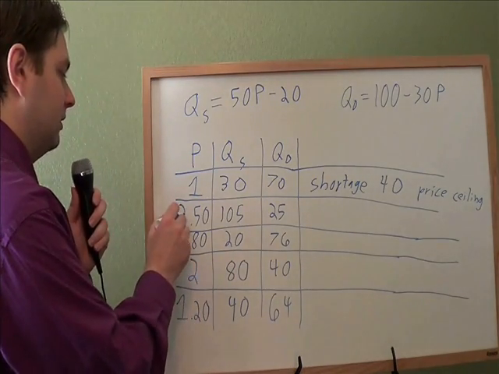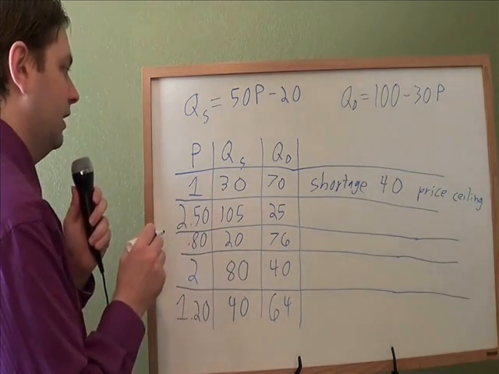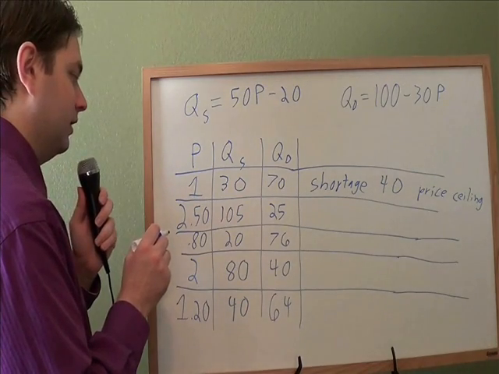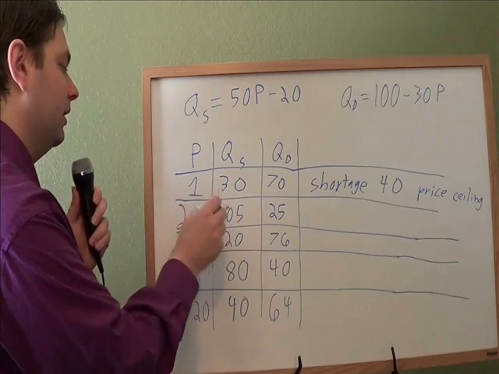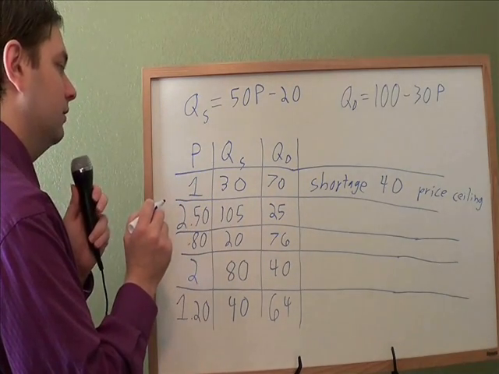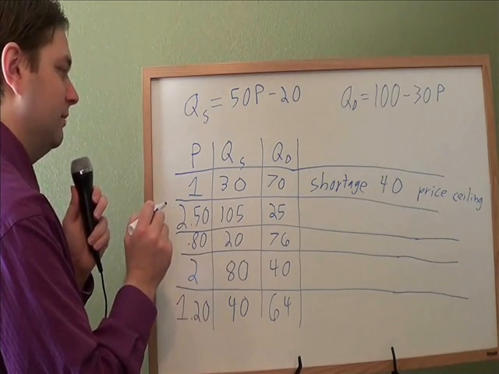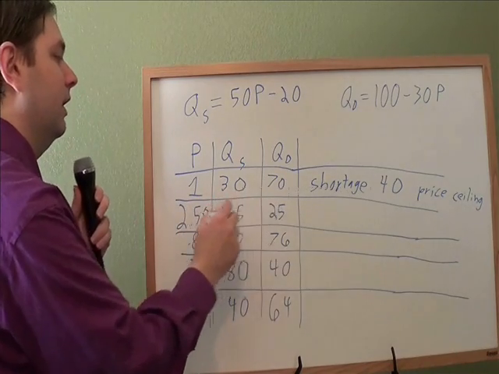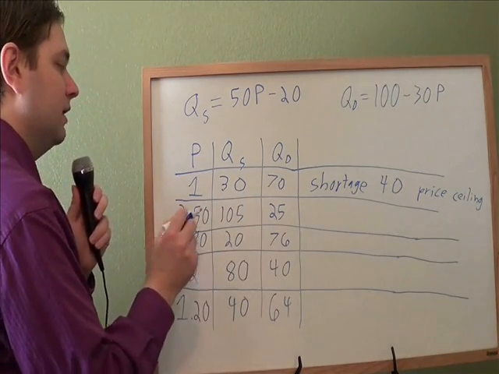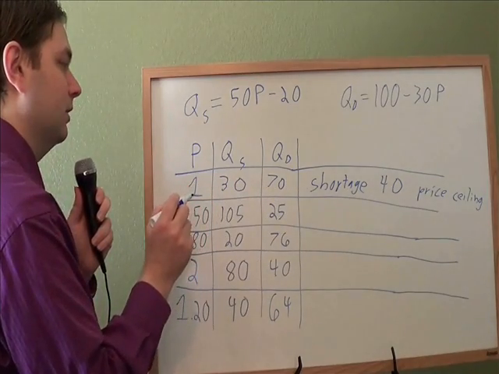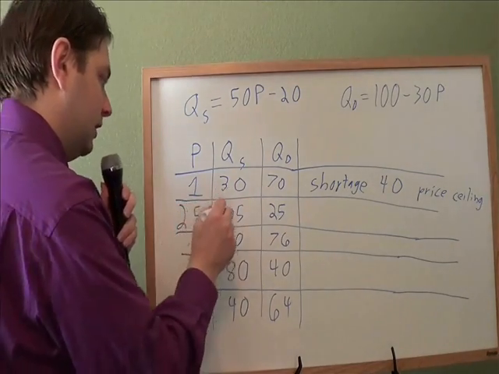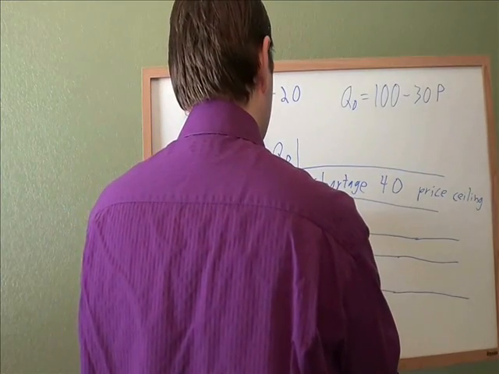Now let's look at what happens at a price of $2.50. At this price, candy bars are making you a lot of money, so the gas station wants to sell 105 of them because they're making a lot of money off of that now. The demanders, on the other hand, that's an expensive candy bar. They don't want to buy as many. They only want to buy 25 now. So if the gas stations want to sell 105 and the people only want to buy 25, is that a surplus or a shortage? Well, that's a surplus. There's a lot of stuff there that nobody wants to buy.